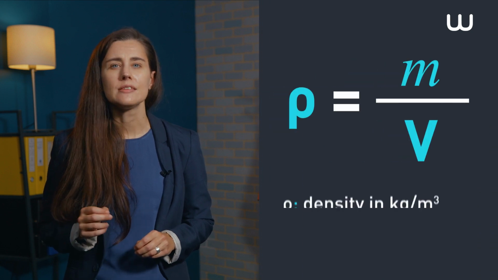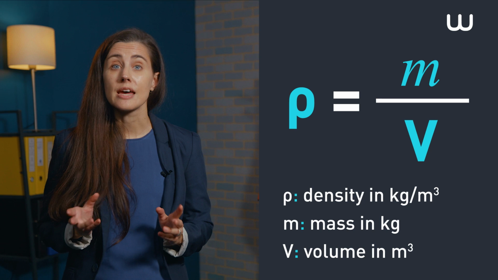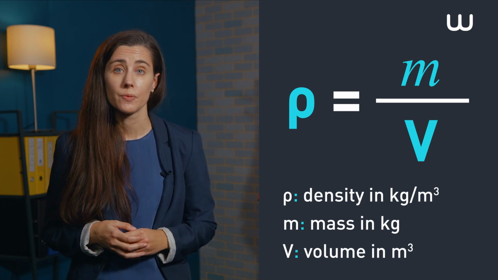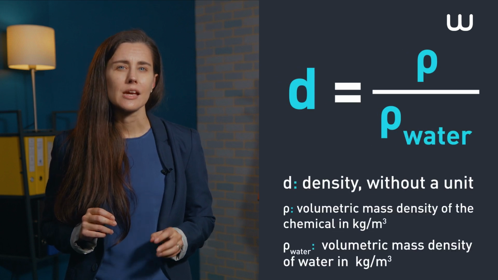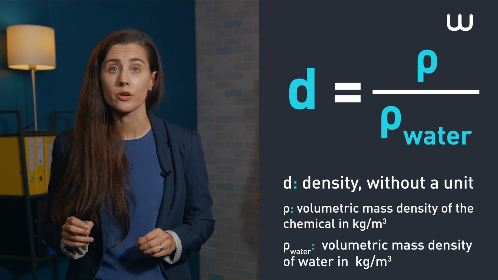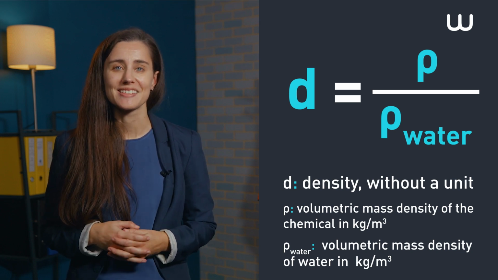Let's go over the key notions. Density, noted as ρ, is equal to the mass of a sample divided by its volume. The density of water is equal to 1,000 kilograms per cubic meter. Relative density, noted as d, is equal to the density of a chemical divided by the density of water. It enables us to know whether a chemical floats or sinks in water.